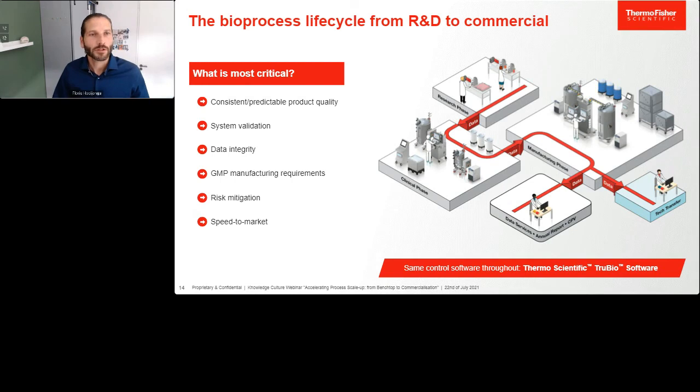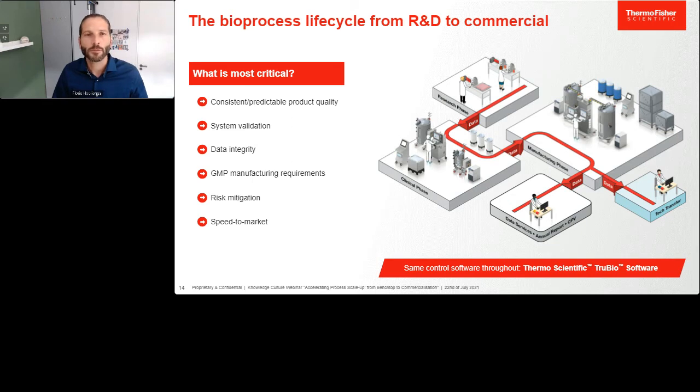So, as said, I want to dive a little bit deeper into the GX Core now. When developing a process in your R&D or process development department, it's quite understandable to focus on the current needs for your bioprocess and to look at the equipment that only fits your bioprocess needs now. However, there are critical points to consider for your bioprocess to eventually lead to a successful bioprocess from R&D to manufacturing. Points are like consistent or predictable product quality, system validation, data integrity, GMP manufacturing, risk mitigation, speed to market.